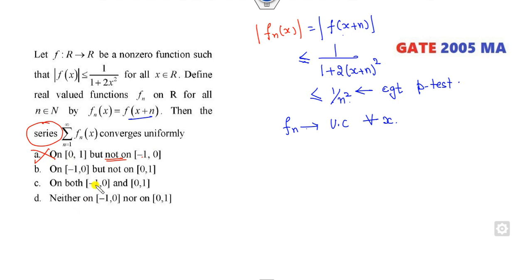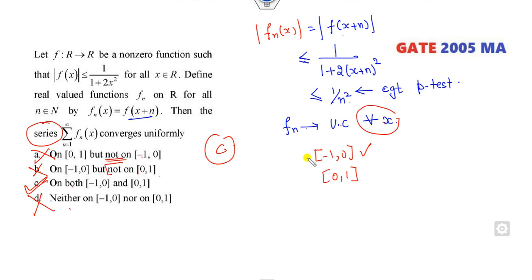It's a wrong option. This is not right, because [0, 1] is a subset of the x, but it is true for all x. So the second option is also cancelled. If it is convergent for here, it is also convergent for this. So the C option is the correct option. Neither of them is the wrong option. So C is my correct answer.